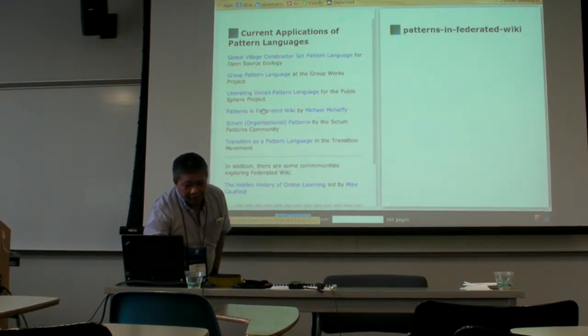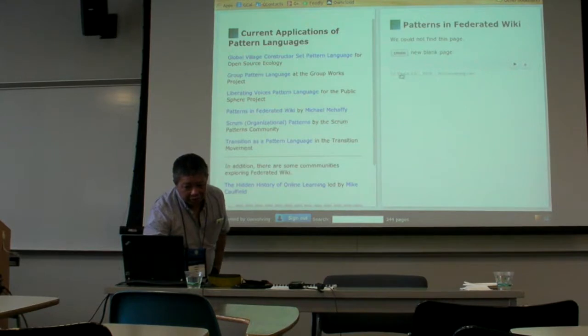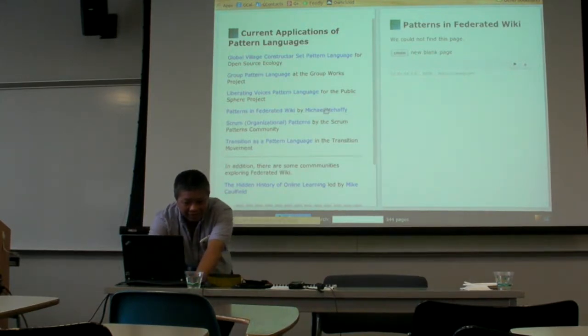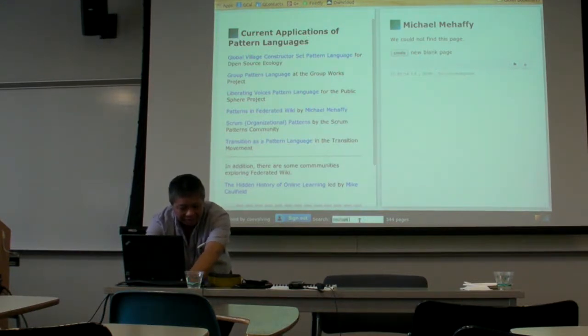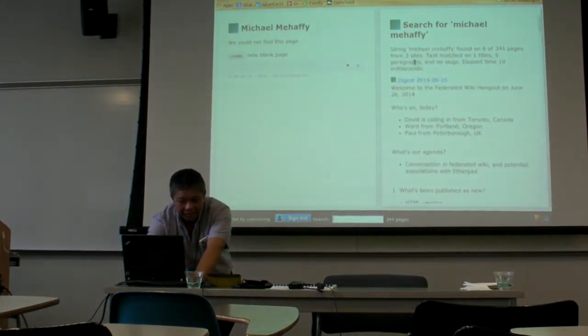So, there are the patterns in federated wiki. Oops, I don't have this set up yet. Let's see if I can get Michael Mahaffey. Nope, I have to link over to him. I wonder if I actually have. Probably not. No, I don't have him. Okay, we'll come back to that one later.